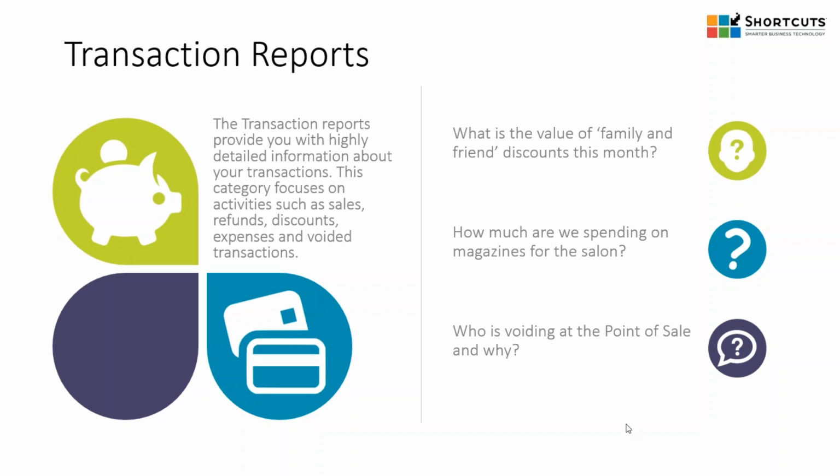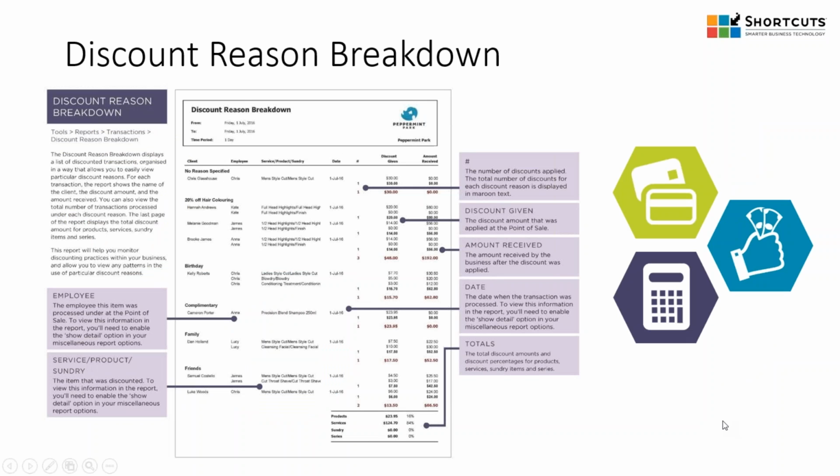So you guys, the transaction reports. What is the value of friends and family discounts this month? First, we have the discount reason breakdown report. We also have discount reason breakdown by employee. Here I can see what discounts we're giving, how many times, the discount given, and the amount received. On the discount reason by employee, I can see which employee is giving them as well, and I can break that down per employee. I can see here that the family discount was given only once during that period and the friends discount twice during that period. And then I can also see the discount given as well as the revenue we brought in.